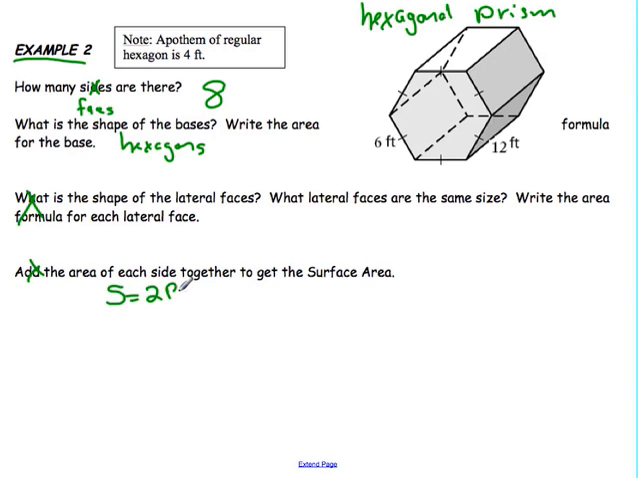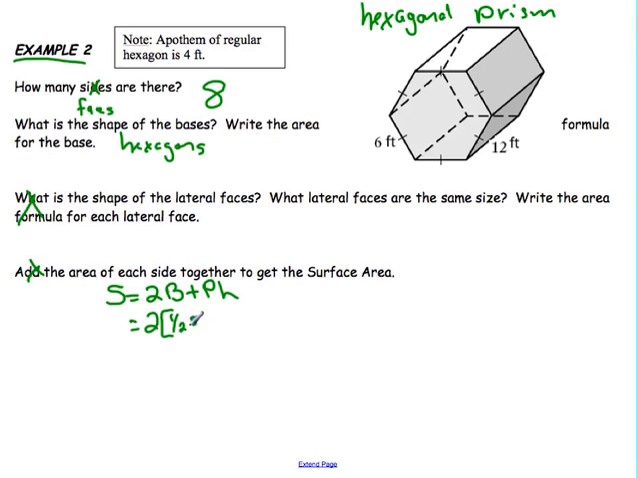S equals 2B plus pH. So what I'm going to do is, I don't know the surface area, I'm going to solve for that. And for each one of these capital letters, I'm going to put brackets. We use parentheses quite a bit in mathematics. I'm going to use brackets just to help write out the formula and try to keep things a little bit organized.